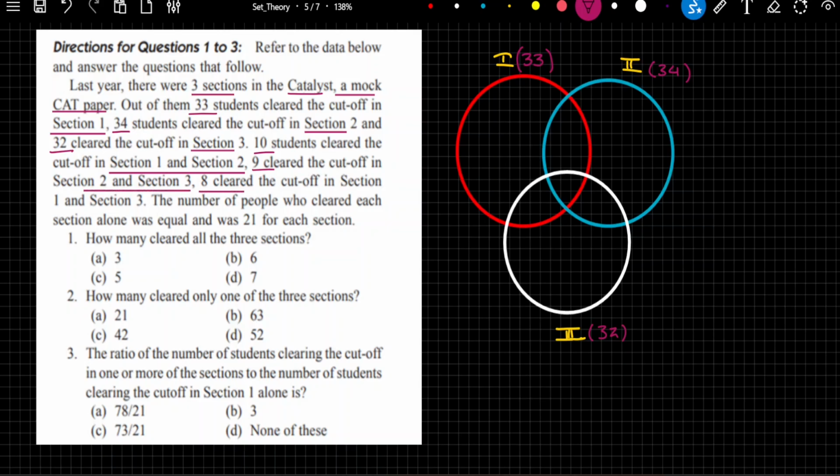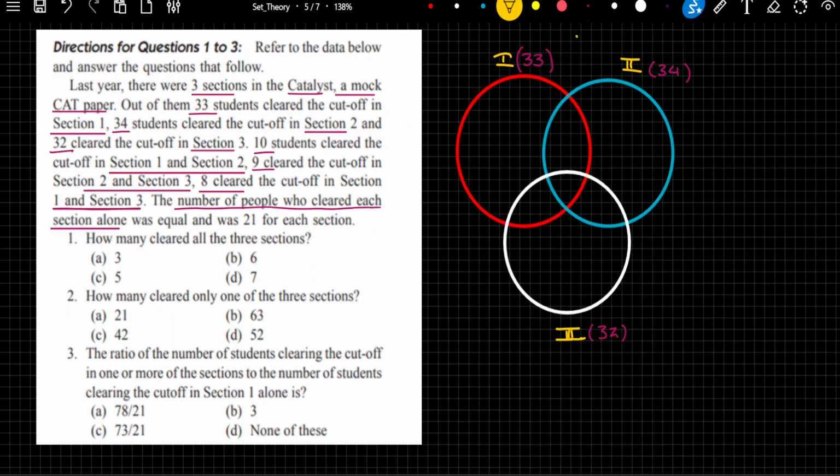And 8 cleared the cutoff in section 1 and 3. We'll use this data later. Let's see what else we are given. The number of people who cleared each section alone. Now this is very important to understand.